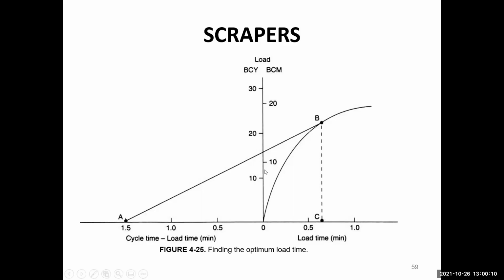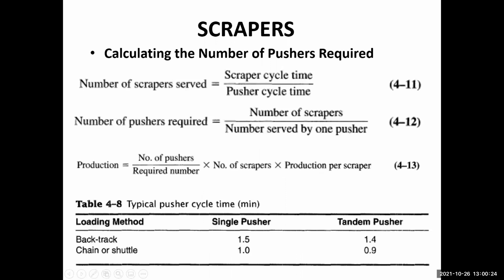Another chart for the calculation of the scraper's load time is also given like this. You can use this chart to calculate the cycle time for the loader and the cycle time for the scrapers as well. Also for the scrapers, the number of pushers required can be calculated by these relationships, using these equations and Table 4-8, which gives typical pusher cycle time for the backtrack and the chain or shuttle type of loading.